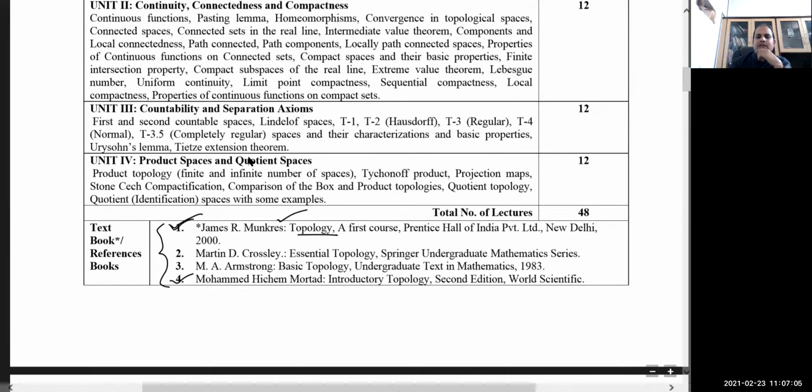The second one also contains very good examples: Essential Topology by Martin D. Crossley. I will discuss some examples from this book, and also a lot of problems from a competition point of view. If you want to prepare for NET, GATE, and JRF, then this book is very good. But for theory purposes, there is no substitute for these two, 1 and 3. Basic Topology by M.A. Armstrong.